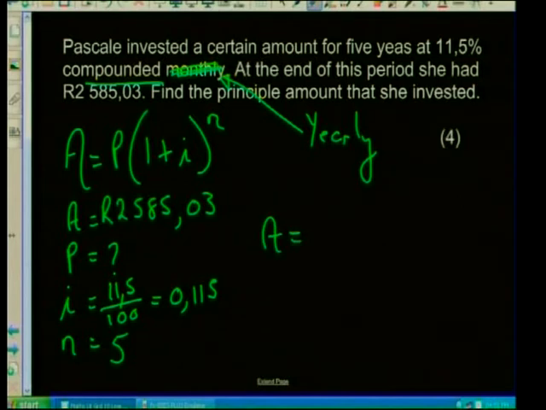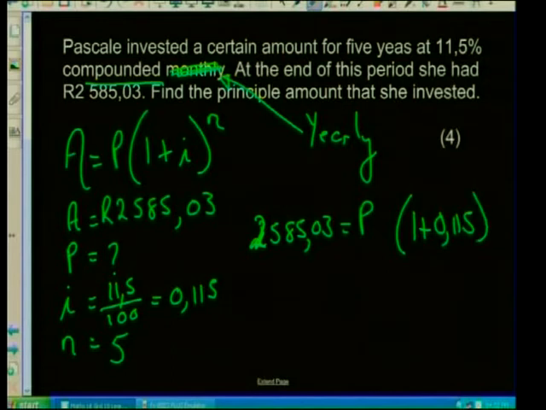Calculator. A equals, my P is 2,585 Rand and 3 cents. 1 plus my interest rate. Sorry, I made a mistake. That is A, not P, hey? So it's going to be 2,585 Rand and 3 cents equals P, 1 plus my interest is 0,115, and it's to the power of, how many times are we doing this? We're doing it for 5 years. 5.